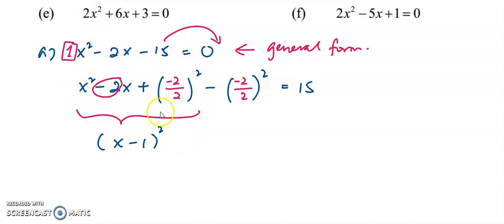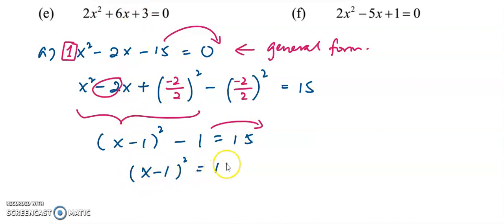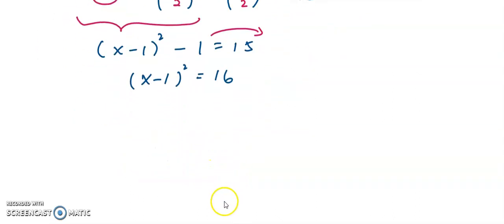All right. Then after that, the constant here, you simplify: negative 1 squared is 1, equals 15. And now I would like to get x, so I will add 1 to both sides, or in other words, move this to the right hand side. You have x minus 1 squared equals 16. 15 plus 1 is 16.